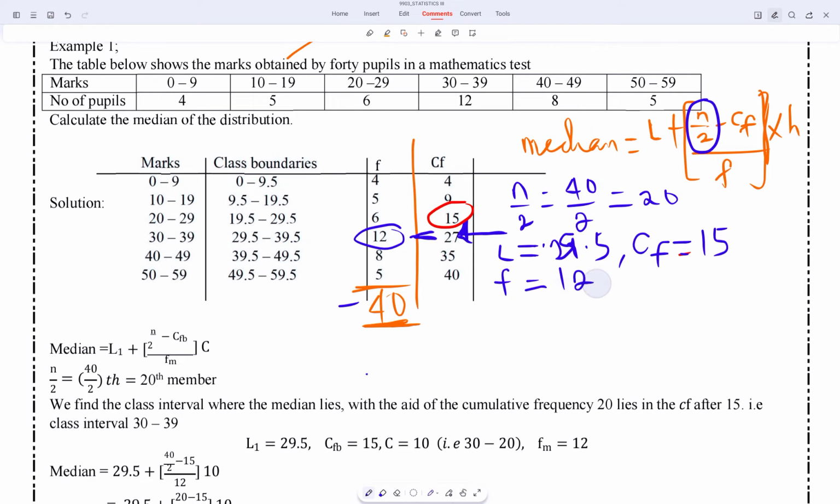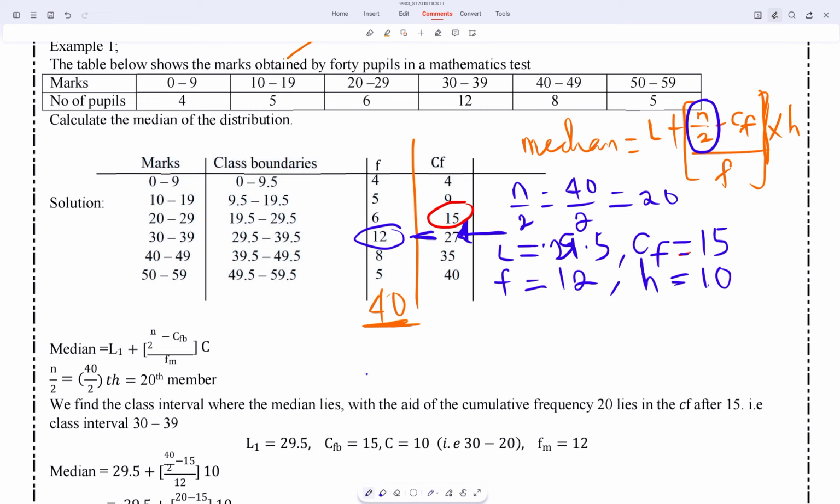Now the class size H. How do you get your class size? Just subtract this one. That's 39.5 minus 29.5. That will give you 10. Do you see that now? So that is your class size, and it is consistent for everything. Your class size will be consistent for everything. Is that okay?